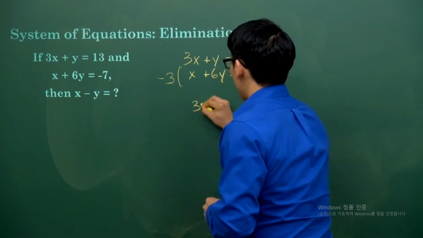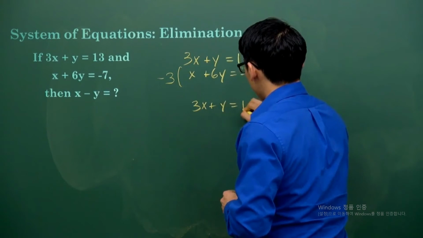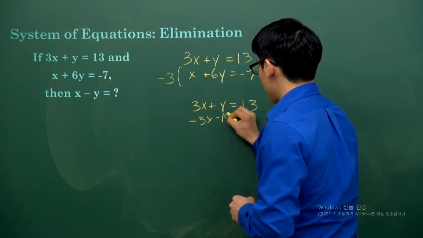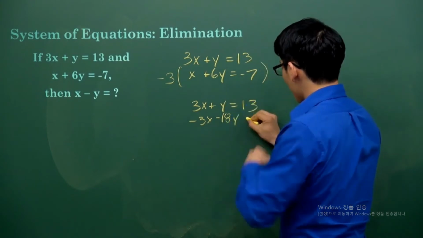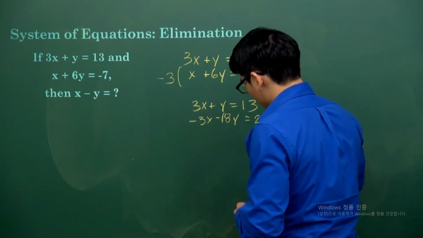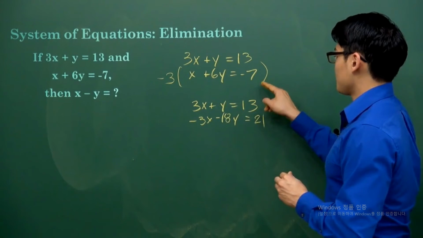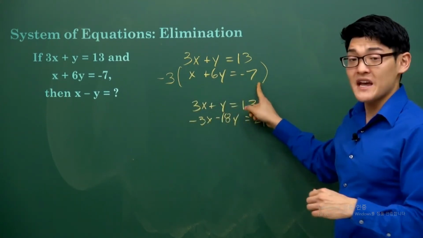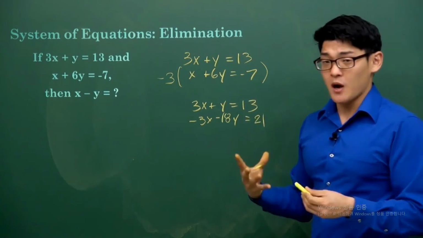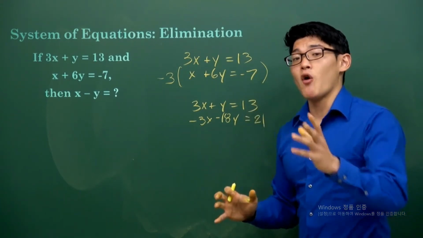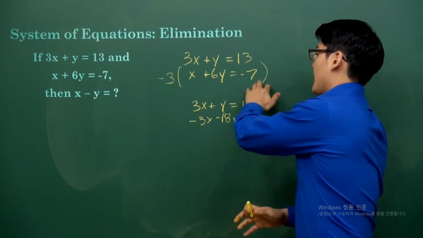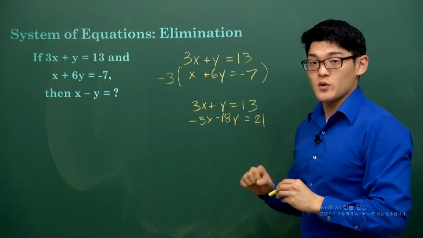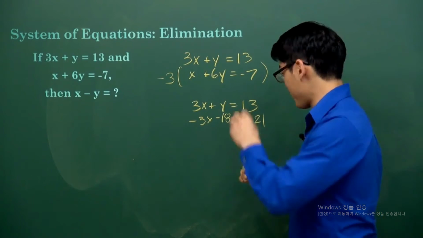So I'm just going to write out the first equation up here. And the second equation is negative 3x minus 18y equals positive 21. And do not forget to multiply negative 3 times negative 7. This is a very common mistake. Do not forget to go all the way to the other side and multiply the constant on the other side of the equation. Please do not forget to do that.